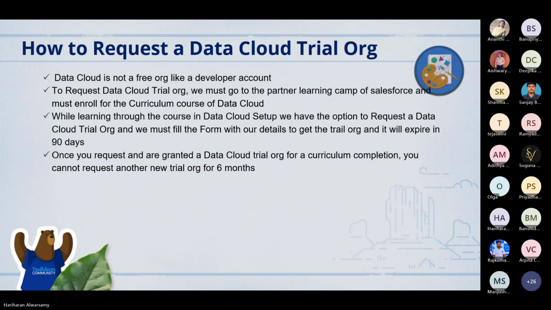So yep, we have some prerequisites to do to create a trial org for Data Cloud. Data Cloud is not a free org like the developer account. So we need to have an account with the partner learning camp of Salesforce, and we should enroll in the curriculum for the Data Cloud org. In the curriculum, we will get an activity to submit a form to request a Data Cloud org. In this form we need to give our company email. There is some rule for this trial org: it will expire in 90 days, and it cannot be extended beyond 90 days. And this trial org falls under Enterprise Edition.